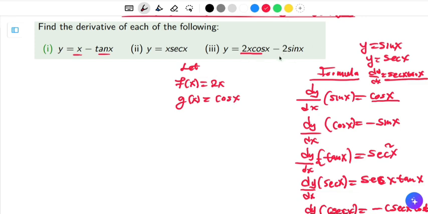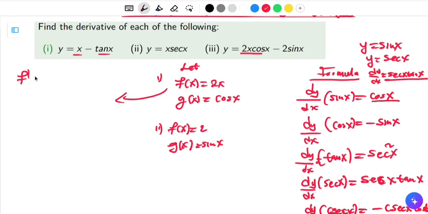What about the second part? Let me label the first part, then this is going to be the second part. For the second part, we are going to let f of x be equal to 2 and g of x be equal to sin x. So let's deal with the first part.